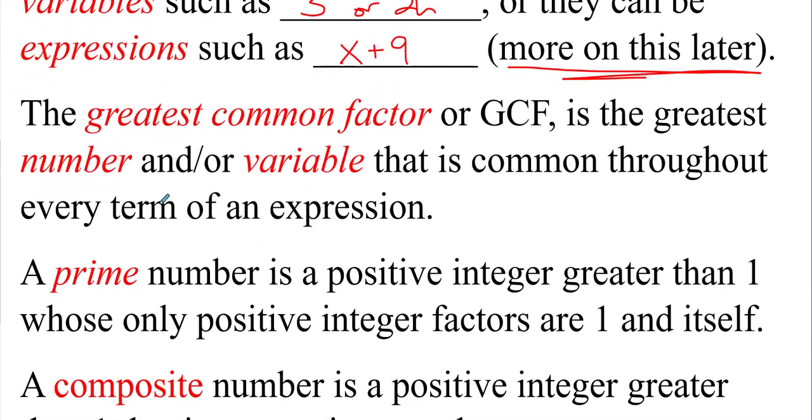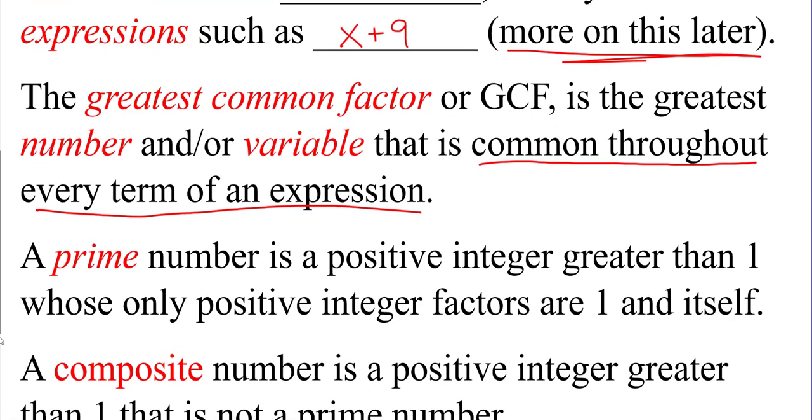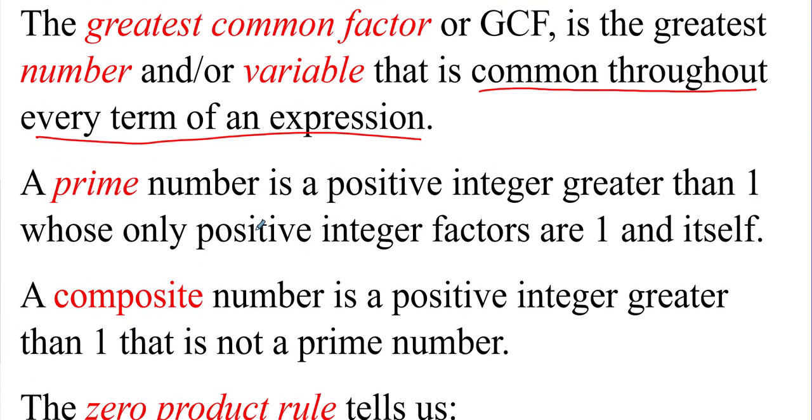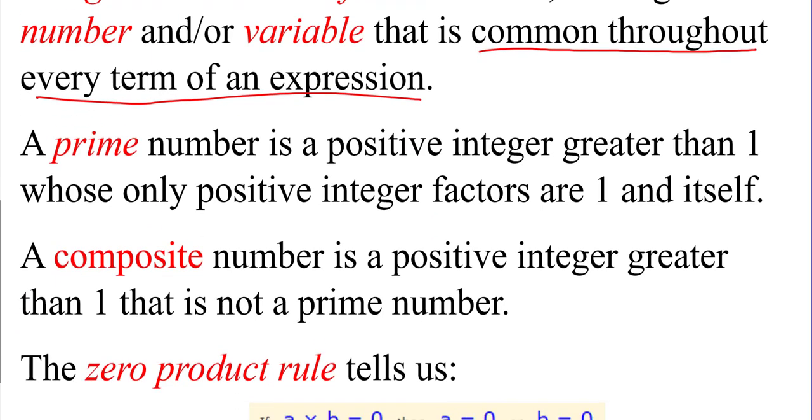All right, here is the main event, the greatest common factor, or GCF. This is the greatest number and or variable that is common throughout. That common throughout is an integral part of this lesson. And also every term of an expression. So this whole last piece right here is really important. And then remember, we have prime numbers and composite numbers. This is a little bit of background, but prime can only be divided by 1 and itself. Composite can be divided by some other numbers. We are going to break those down just as we always do.